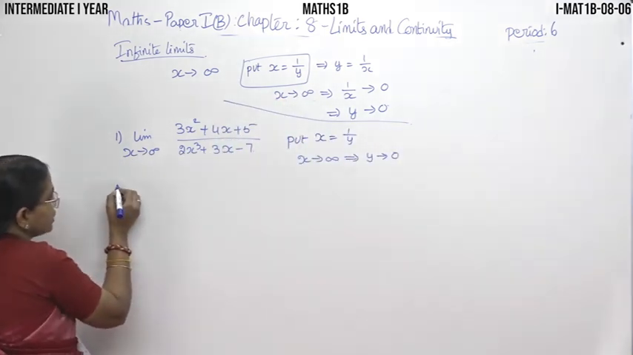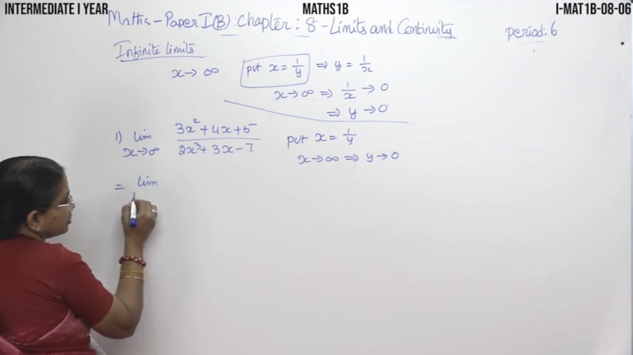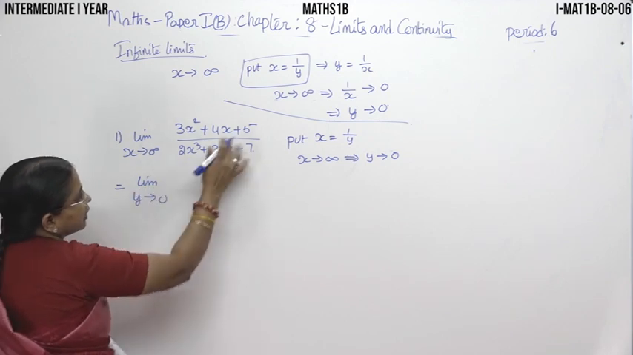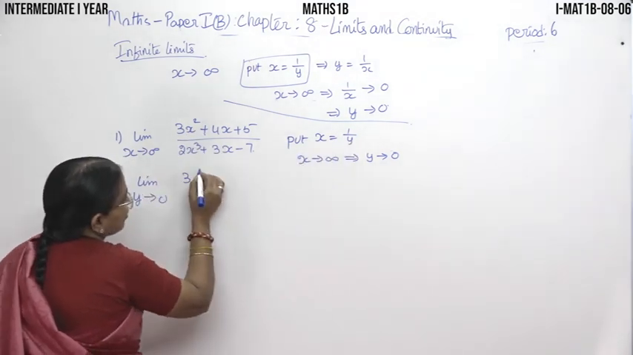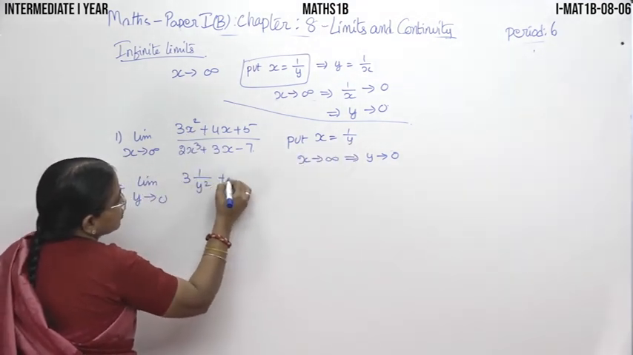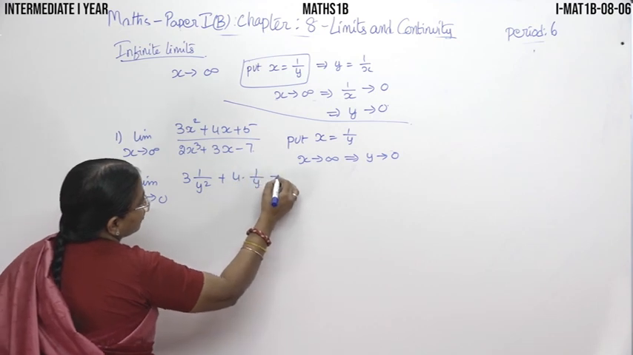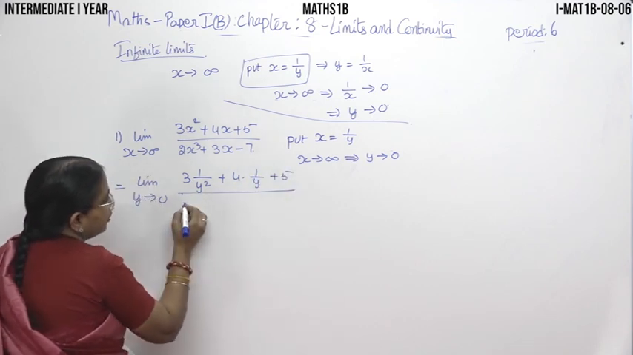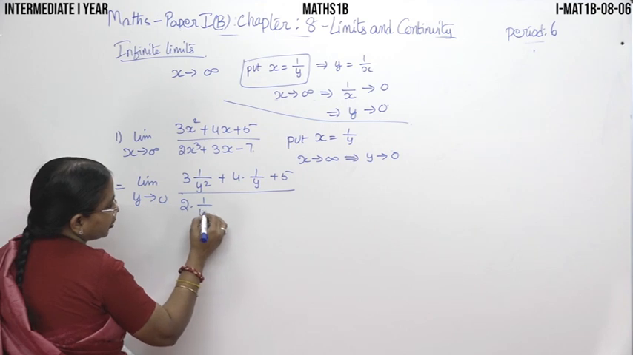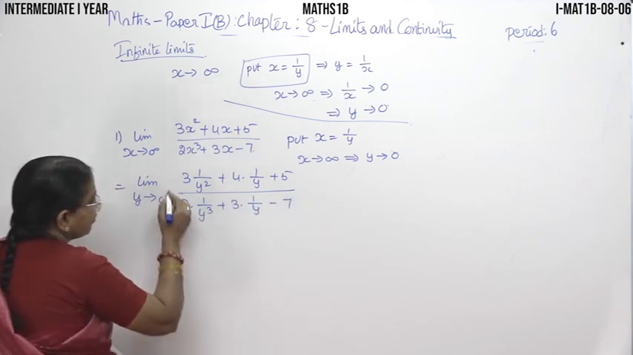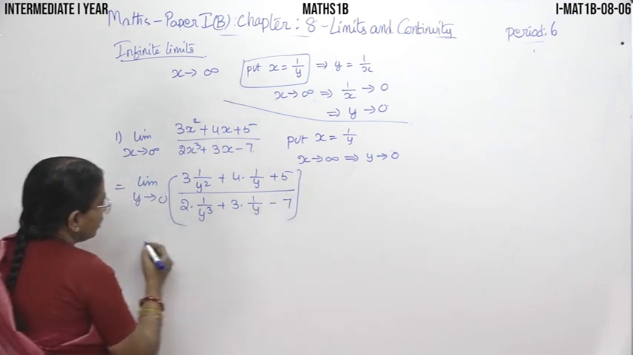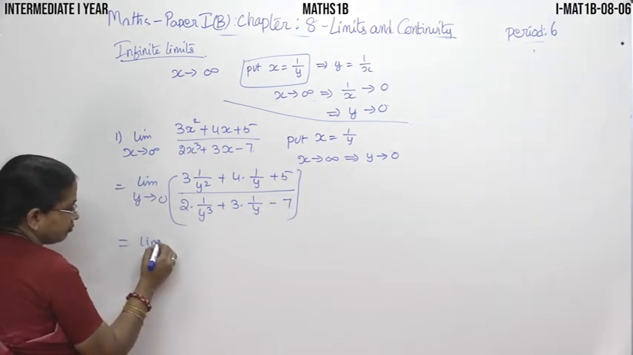Now this is limit y tending to 0 of, and now we'll write everything in terms of y. 3 into x square, x square means 1 by y square, plus 4 into 1 by y, plus 5, by 2 into 1 by y cube plus 3 into 1 by y minus 7. Now this is our function. Now we'll take LCM and simplify.